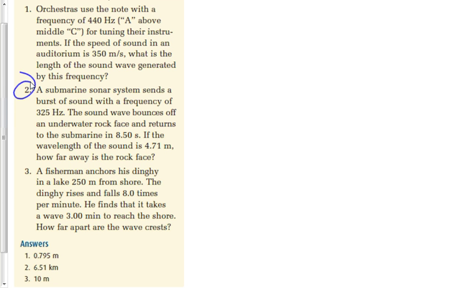All right, let's go through this and see why it's not 13 kilometers. The frequency of this sound is 325 hertz. It's a wave, so we know that we can use for the speed of the wave v equals d over t, or v is equal to f times lambda. We know the wavelength. It's 4.71 meters.